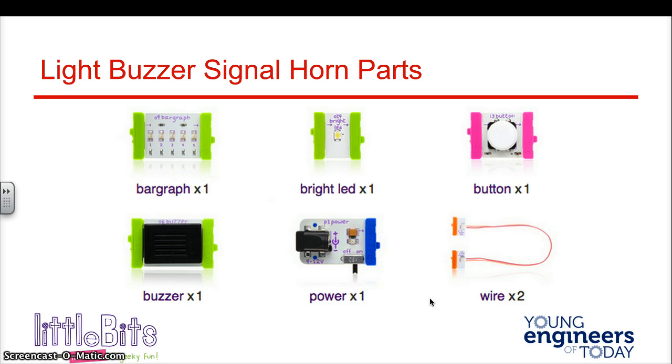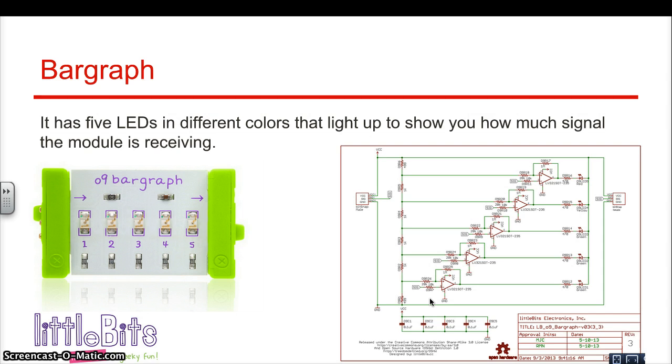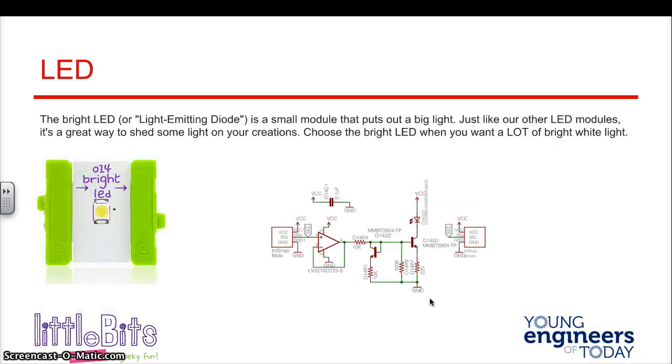The parts you're going to be using are a bar graph, a bright LED, a button, a buzzer, power, and wire. Let's go over these. The bar graph has 5 LEDs, and what's great about this is it shows the strength of the energy flow. The higher the flow, the more LEDs are lit up. The lower the flow, the fewer LEDs are lit up.